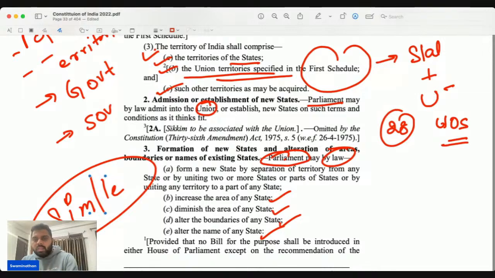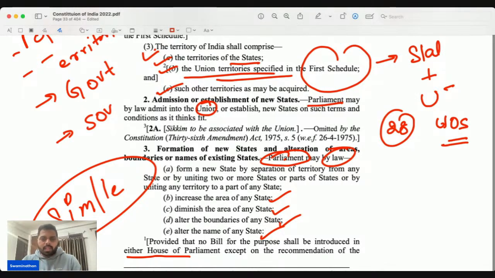So it is specifically written that parliament may by law form a new state by separation of territory, or by uniting two states form another new state, increase the area, decrease the area, alter the boundaries, alter the name, right? So they can simply present a bill, but that bill should be presented in either house of the parliament only on the prior recommendation of the president, right? So this is the criteria.